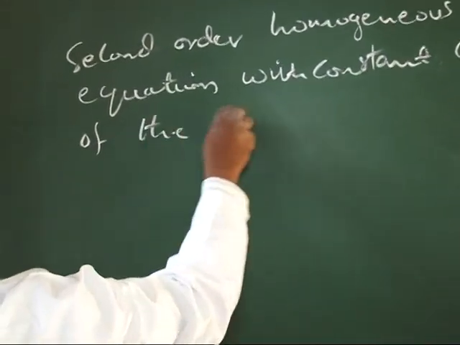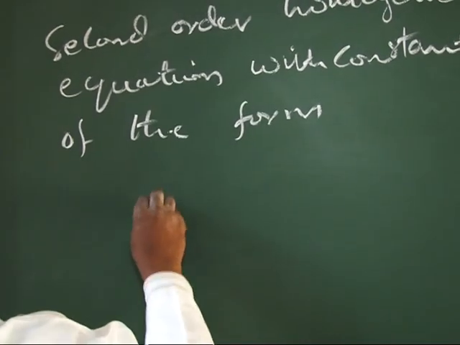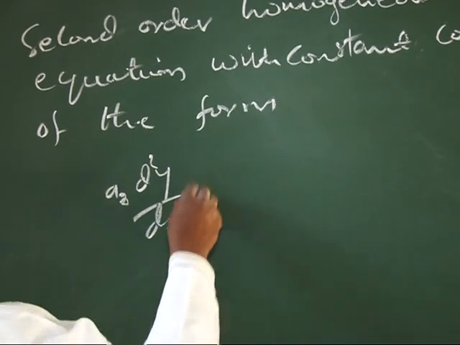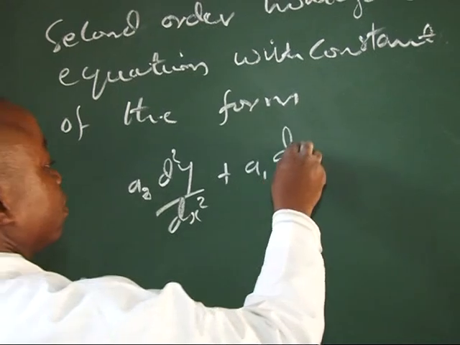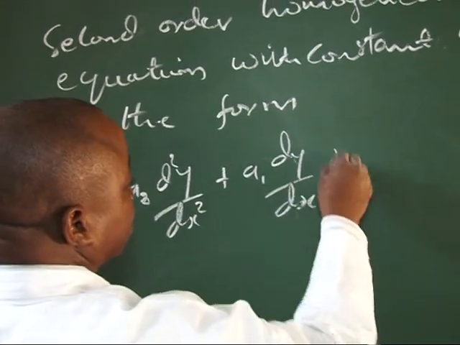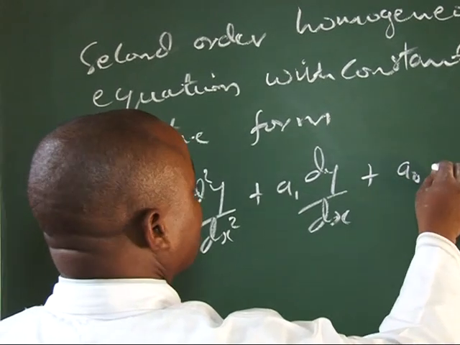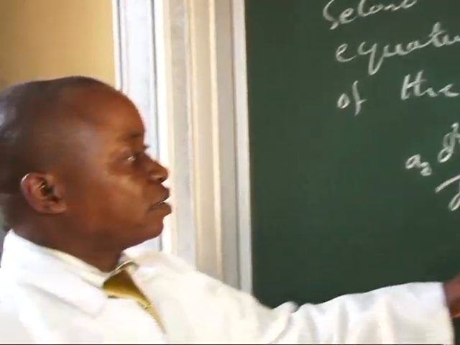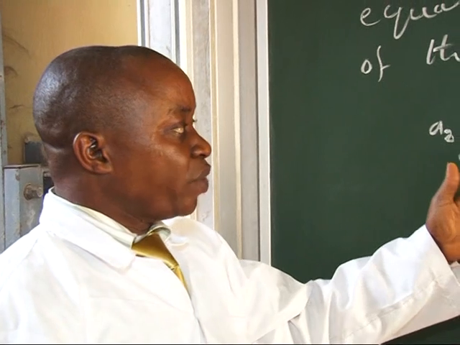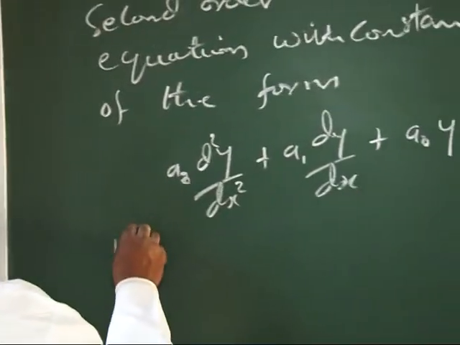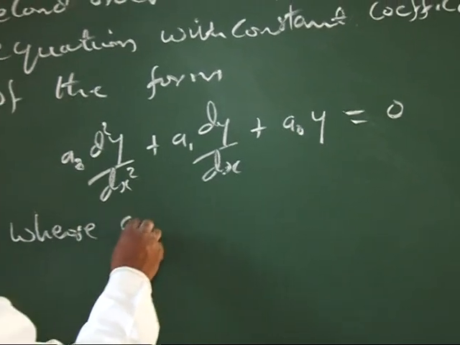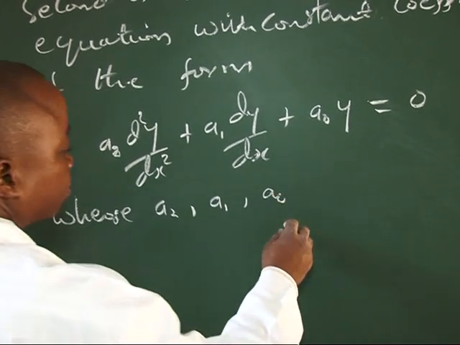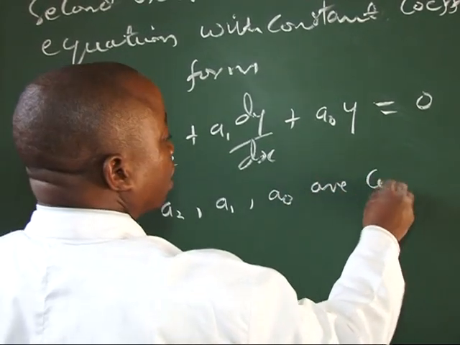is of the form a subscript 2 d squared y over dx squared plus a subscript 1 dy dx plus a subscript 0 y is equal to 0. Now, this is the one we call second order homogeneous differential equation with constant coefficients, where a subscript 2, a subscript 1, a subscript 0 are constants.